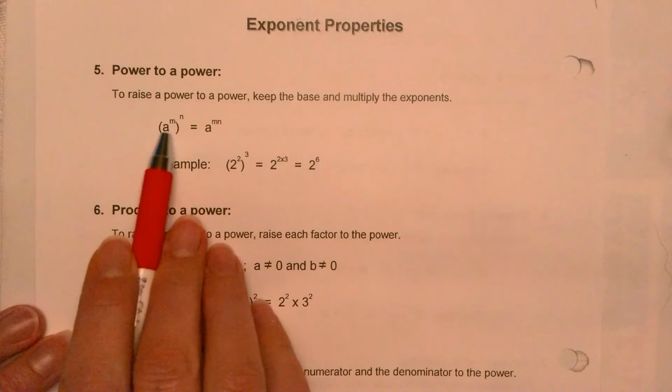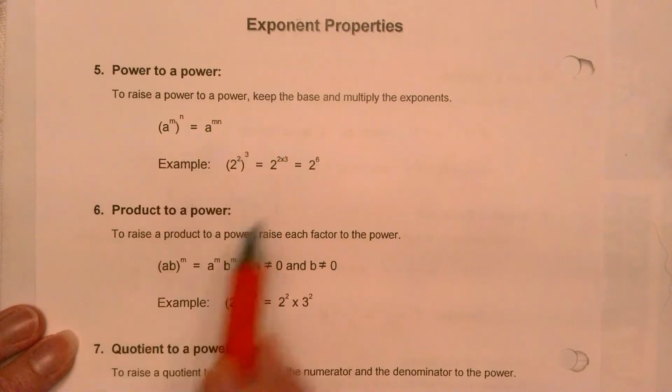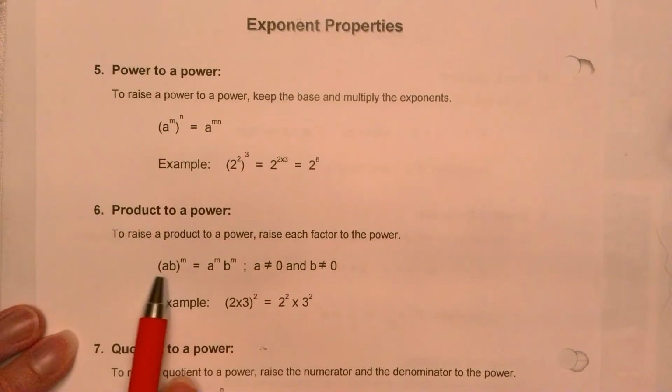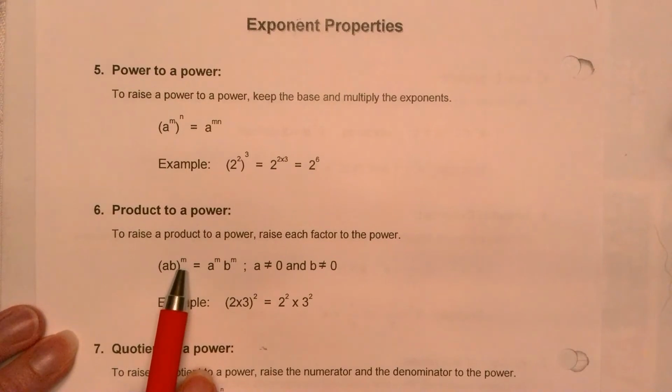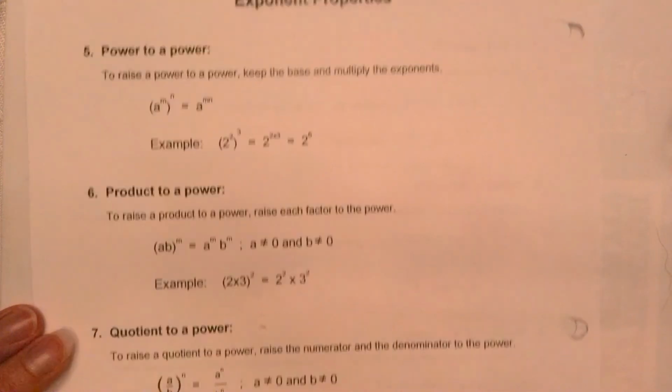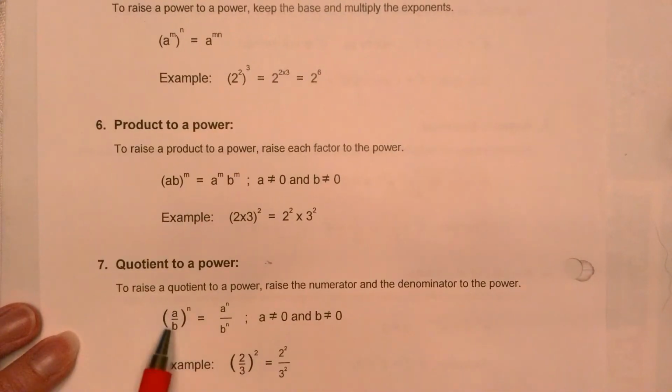When we have a power to power, we multiply. When we have a product to a power, we have a times b to the power of m, and that would be a to the m, b to the m. So it's almost like distributing that power. I can do that with multiplication, and I can also do that with division. Everything gets the power. So I can only distribute the power in multiplication and division. I cannot do that over addition and subtraction.